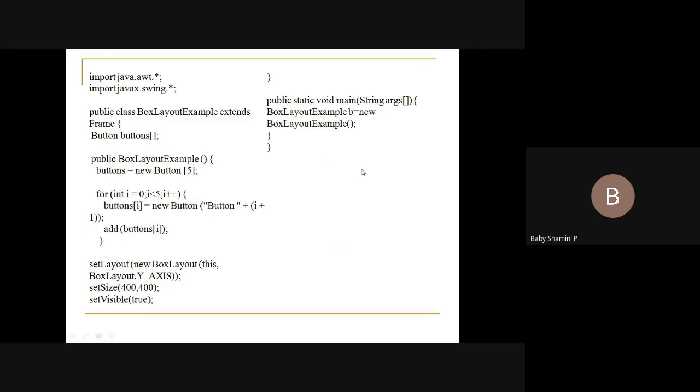For that, I'm using the method setLayout(new BoxLayout(this, BoxLayout.Y_AXIS)). I'm going to add all the components in the particular current region. Here the axis I'm using is Y_AXIS.